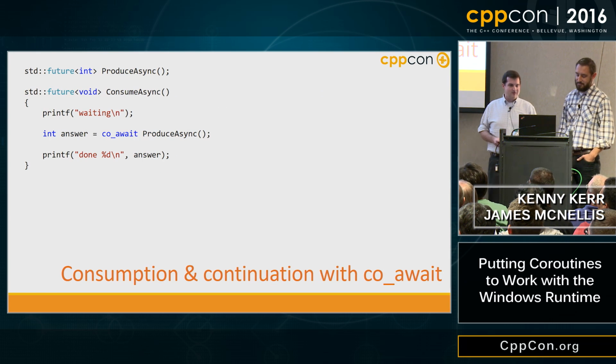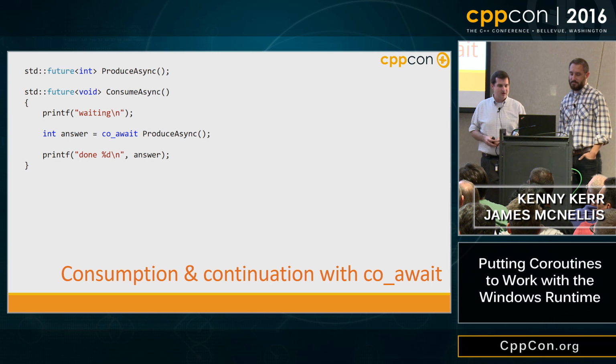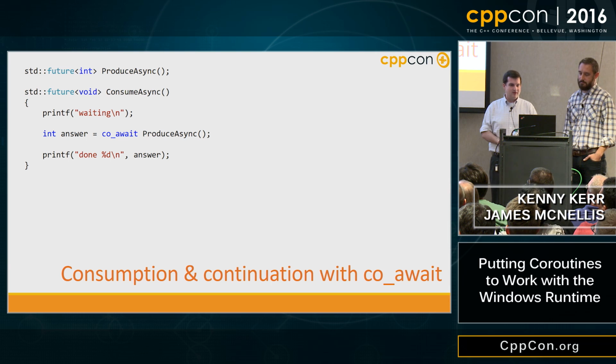All right, and so if we look back at our simple example, our continuation looks much simpler, right? It looks effectively like the blocking wait, except now we have a co-await that's non-blocking.